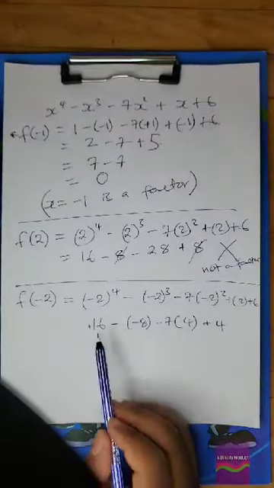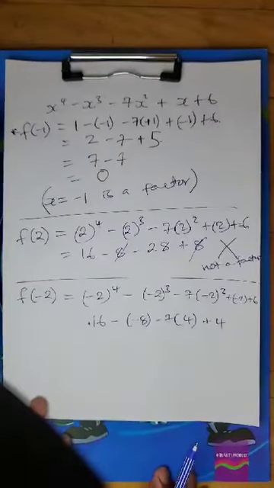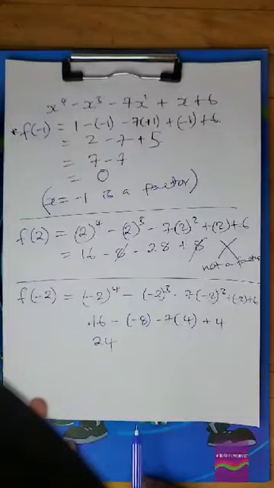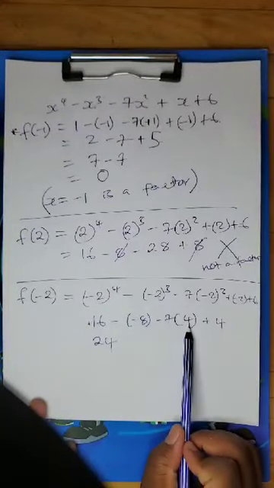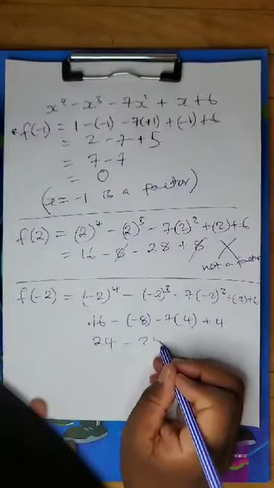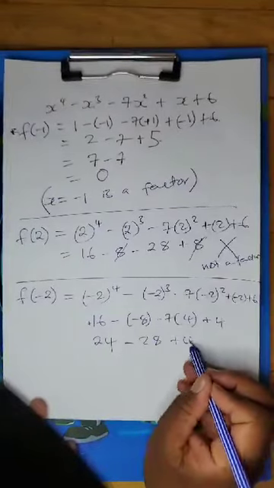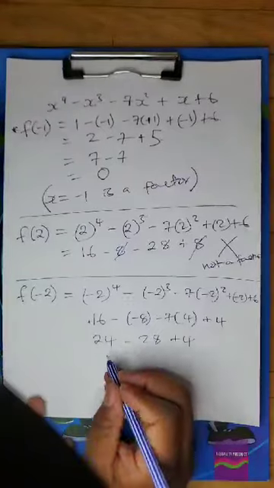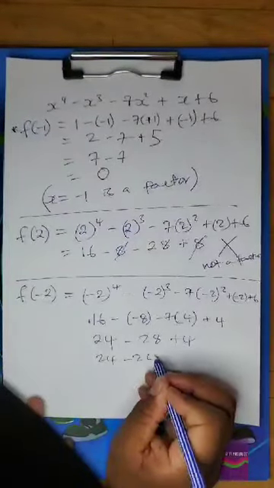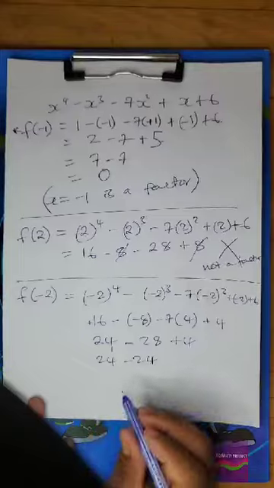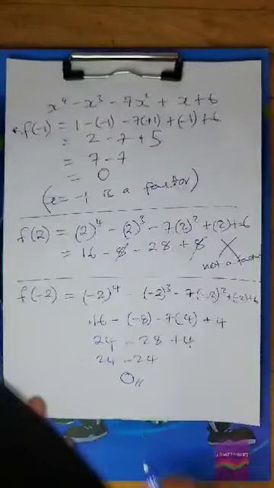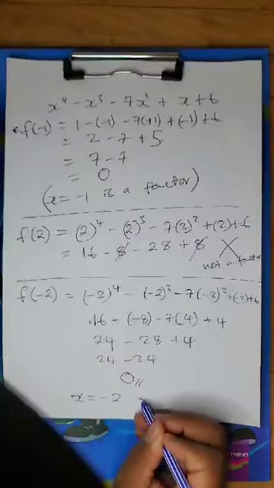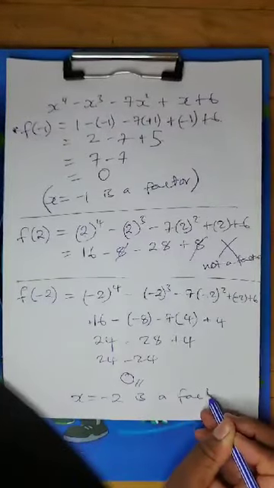We simplify further. 16 plus 8 is 24. 24, and -7 times 4 gives us -28, plus 4. So -28 plus 4 gives us -24. That will be 24 minus 24, which gives us 0. So what does that mean? It means x is equal to -2 is a factor.